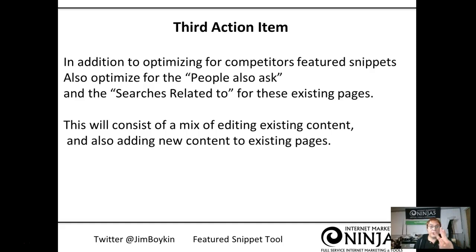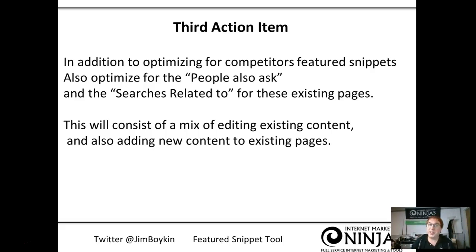All right. Third action item is, in addition to optimizing for the competitors' featured snippets based on all those charts and the values, you also want to optimize for the people also ask and the searches related to. We have all that stuff right underneath the charts. You can see here's all the people also ask related to this page. Here's all the searches related to that relate to this page. And you also want to optimize your pages for those as well.